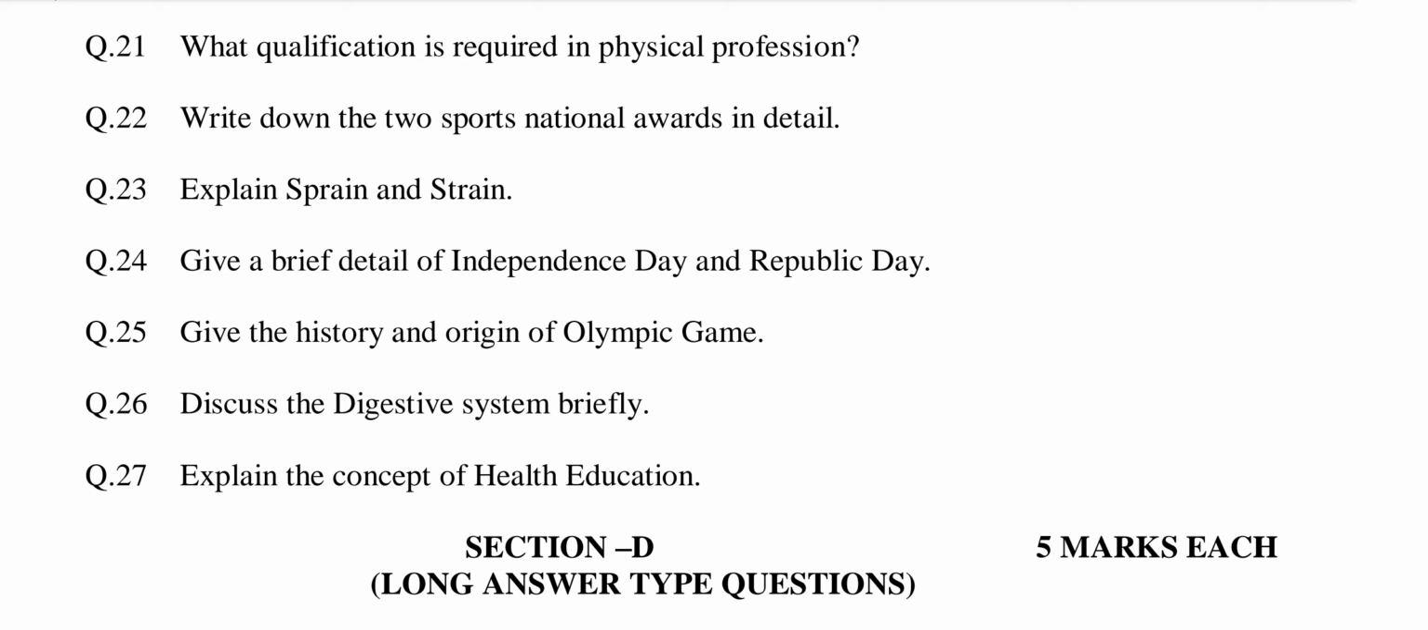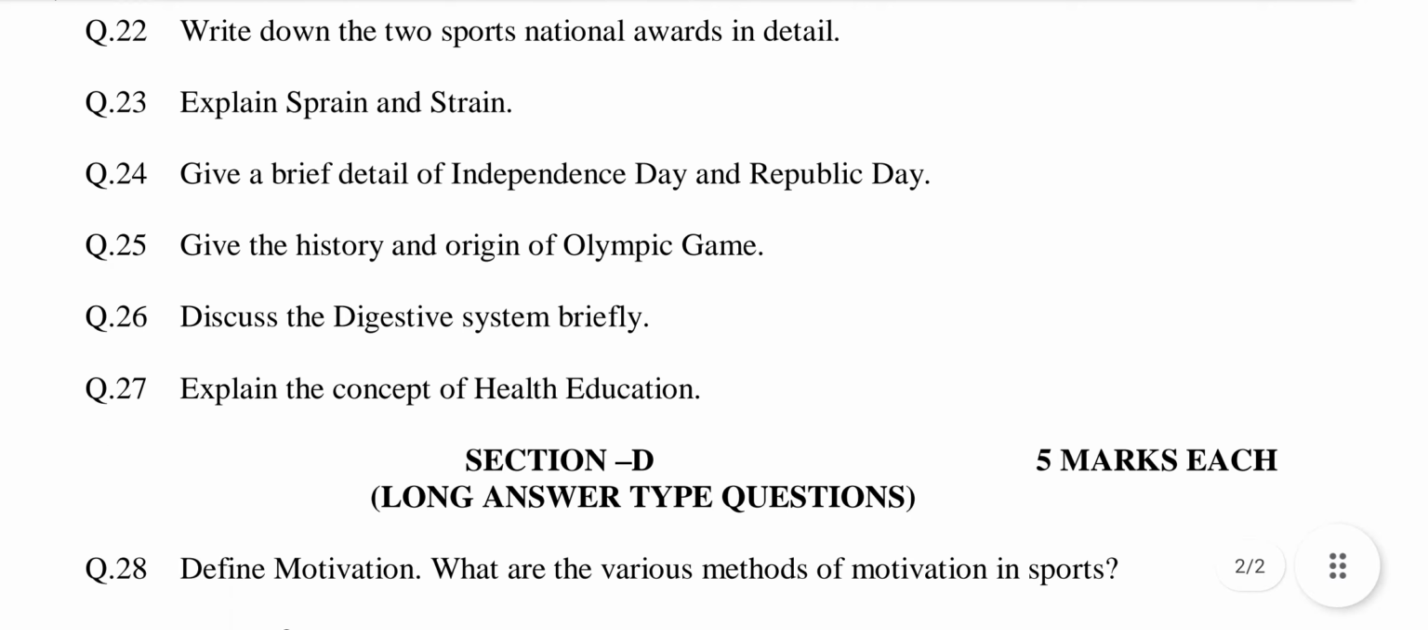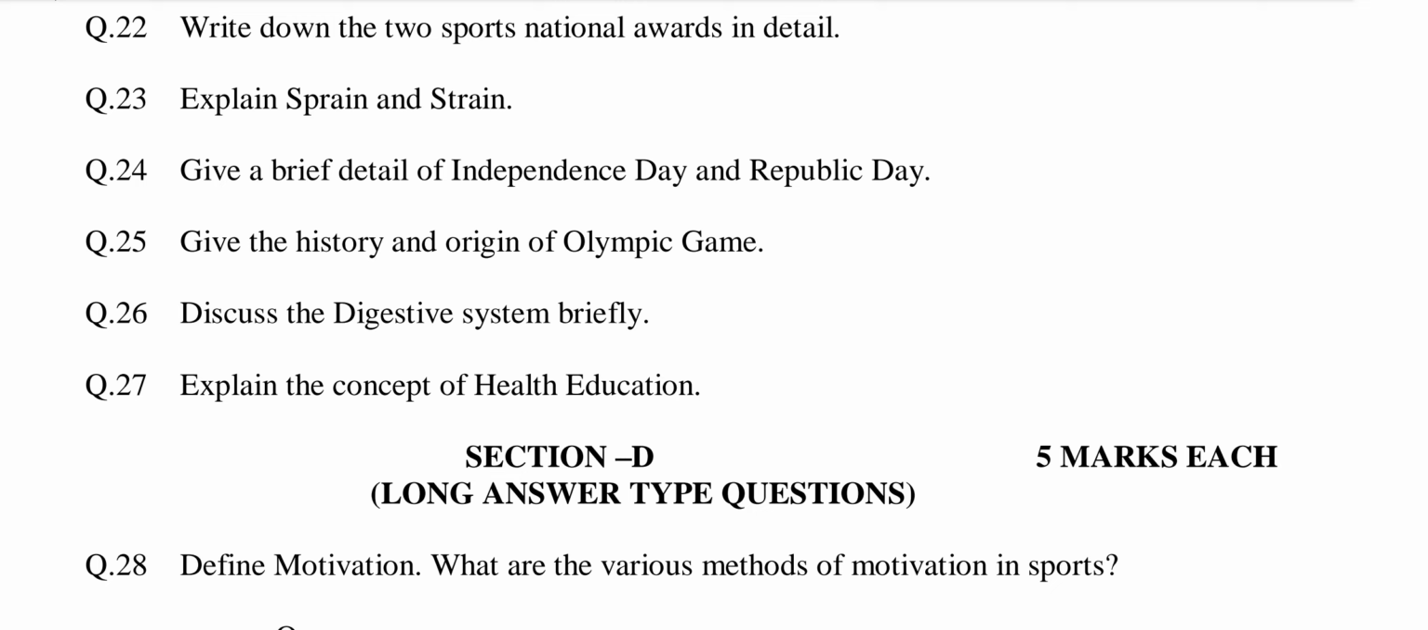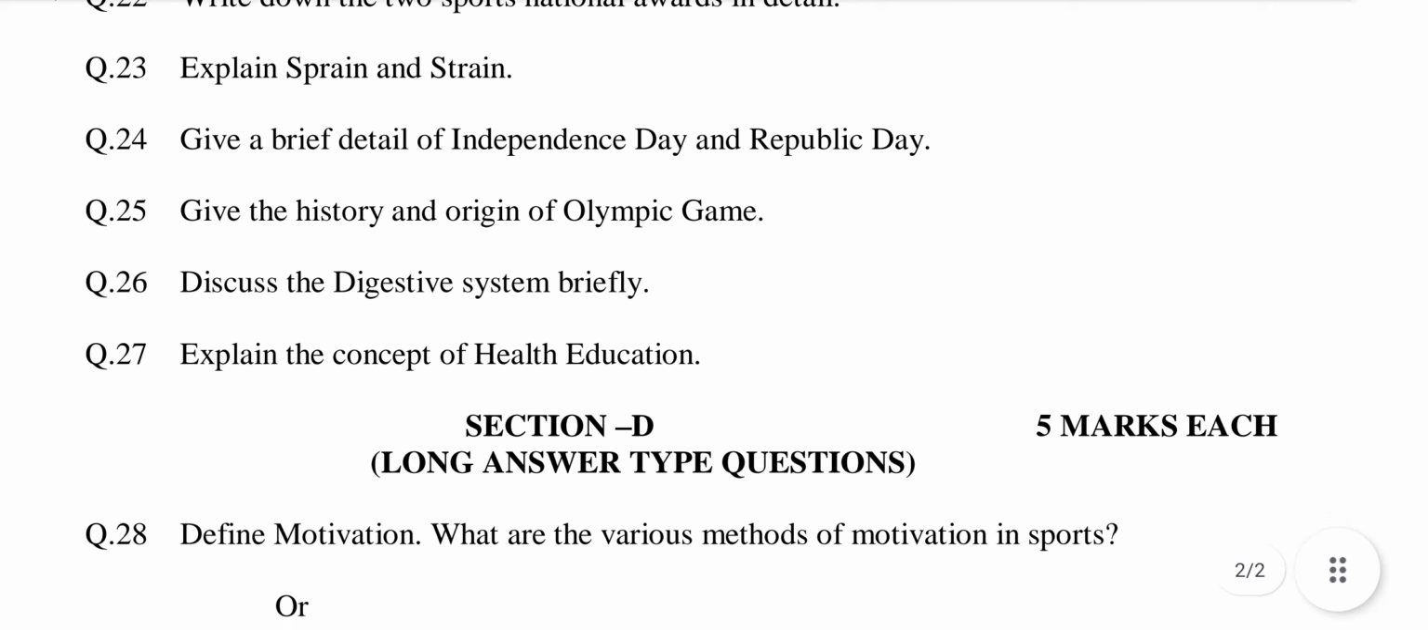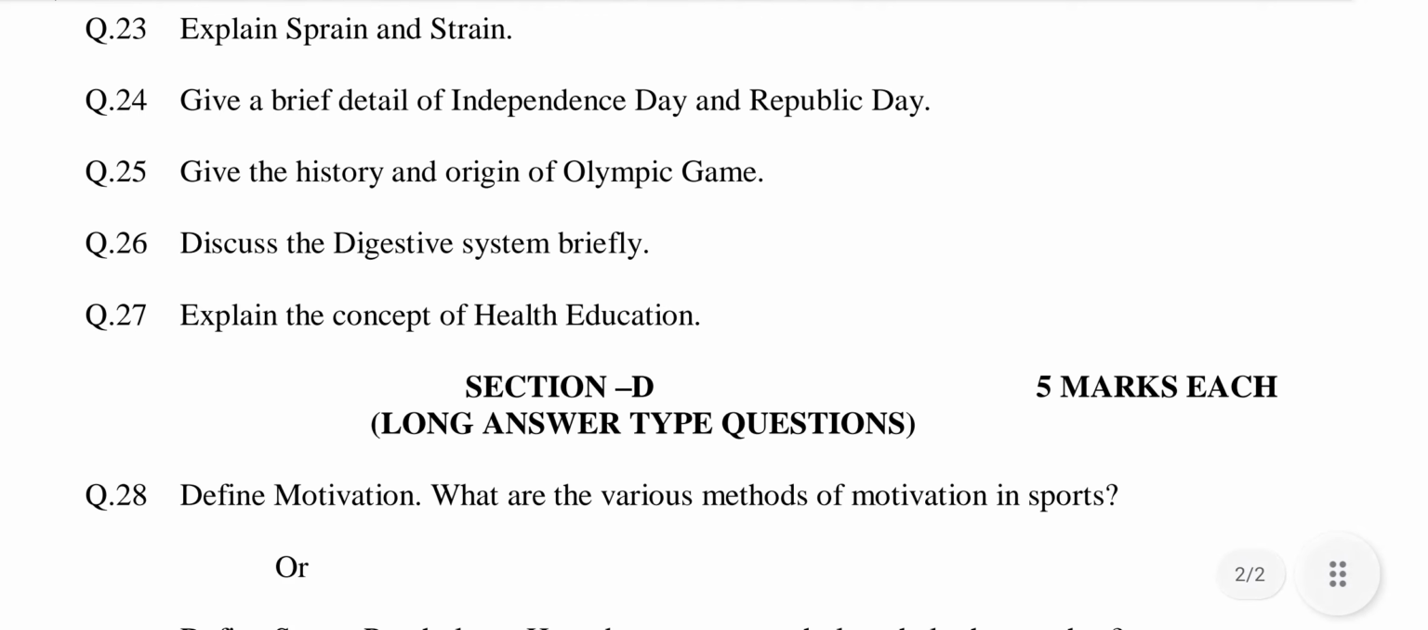Question number 22. Write down two sports national awards in detail. This question is related to chapter number 7, National Games. The answer may be: the two sports national awards are Arjuna Award and Dronacharya Award. Explain both these awards in detail. Question number 23. Explain sprain and strain. This question is related to chapter number 10, common sports injuries and rehabilitation.